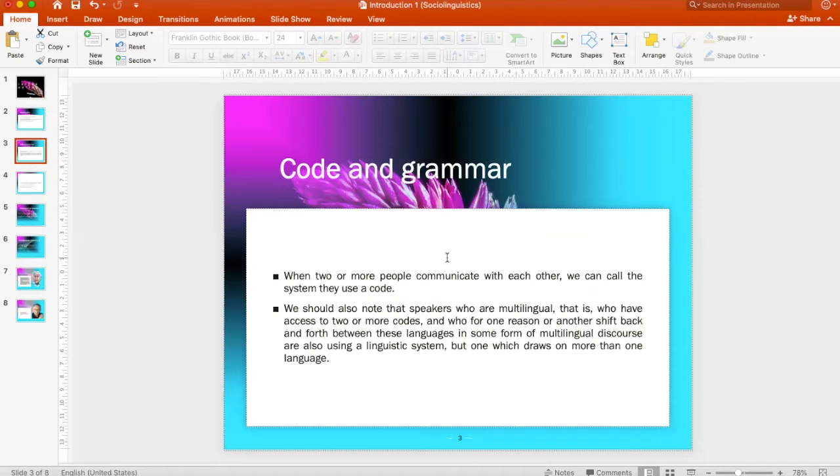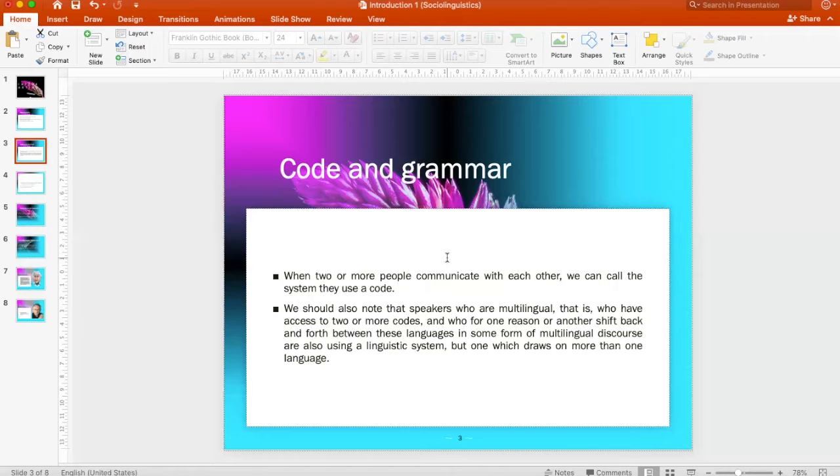In terms of that, we have to know first about code and grammar. You can see there the definition: when two or more people communicate with each other, we can call the system they use a code. So when you use words, words here mean code, because every single word that comes out of your mouth should be set as a code to the hearer, or interlocutor, about what he or she should do based on the speaker's point of view or the speaker's utterance.